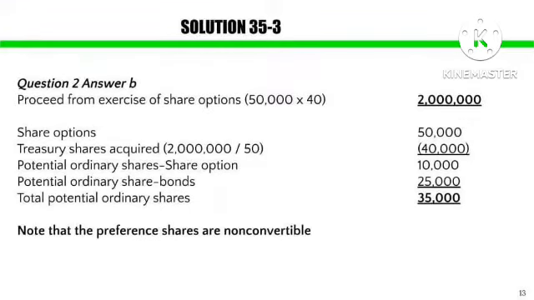For our question number 2, the answer for total ordinary shares is 35,000. This is obtained by adding the proceeds from the exercise of share options, 50,000 times 40 per share, so it is 2 million pesos. The share options, which is 50,000, minus treasury shares acquired, which is 2 million divided by 50 equals 40,000, gives the potential ordinary shares from share options of 10,000, plus the potential ordinary shares from bonds of 25,000. The total potential ordinary shares is equal to 35,000. Take note that the preference shares are non-convertible.